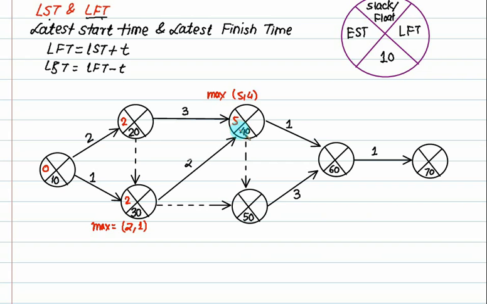This is 5. This one is 0. So one value is 5 plus 0, 5. But if you come from this path, it is 2 plus 0, so this equals 2. So what is the max value? 5. So max is 5.